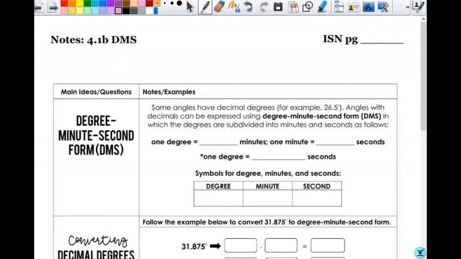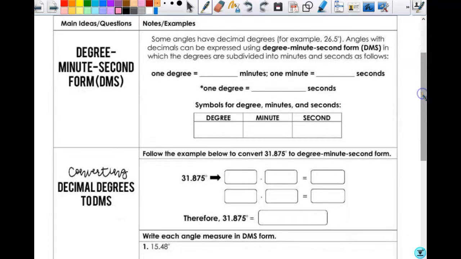Okay, so I hope you learned at least something that you didn't know before. So let's look at how these conversions work. Okay, so this says some angles have decimal degrees, for example, 26.5.